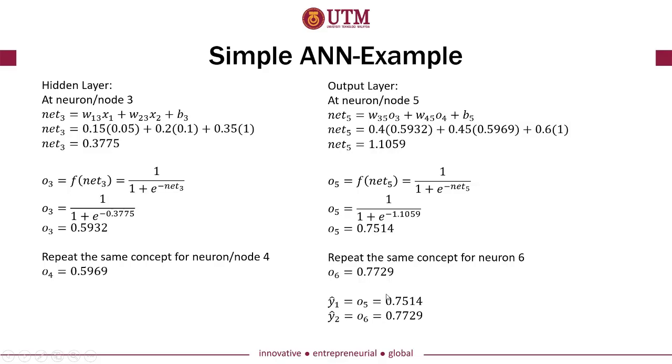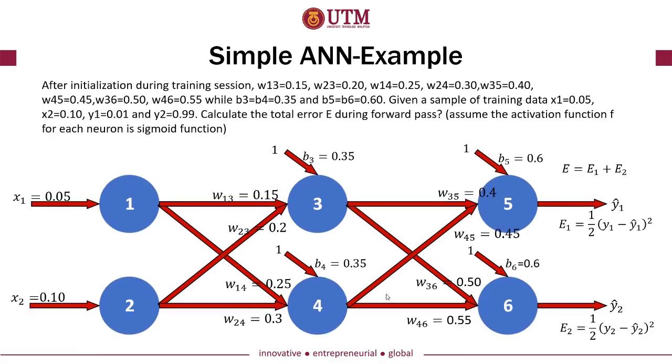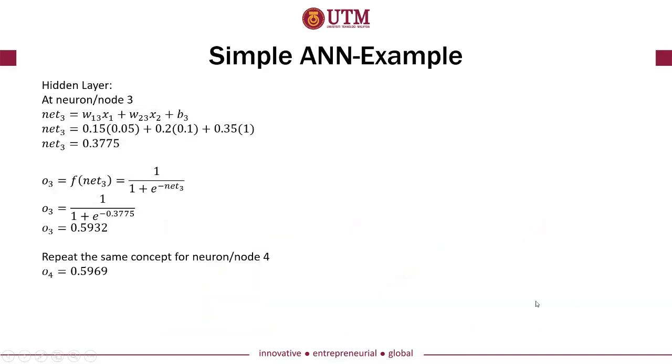Okay, if you check back the picture there, this is O5 here, this is O6 here, so that means Y hat 1 should be equal to O5, Y hat 2 should be equal to O6, so it's direct there.